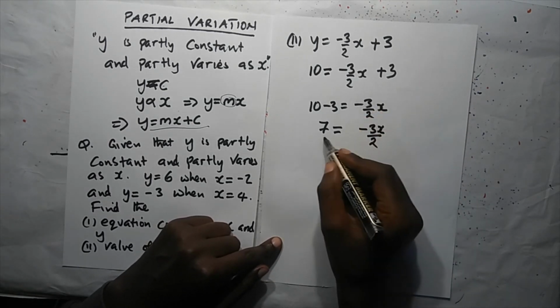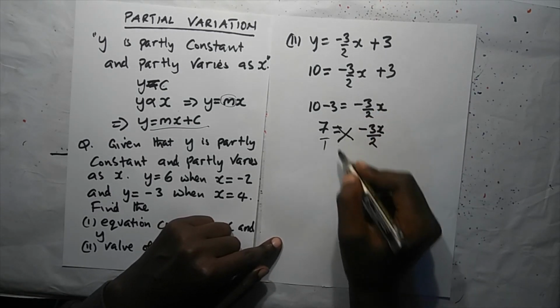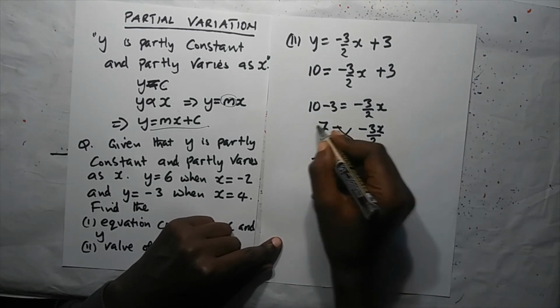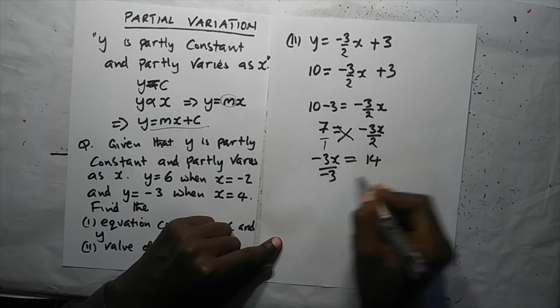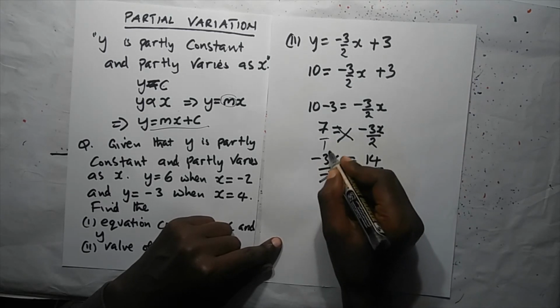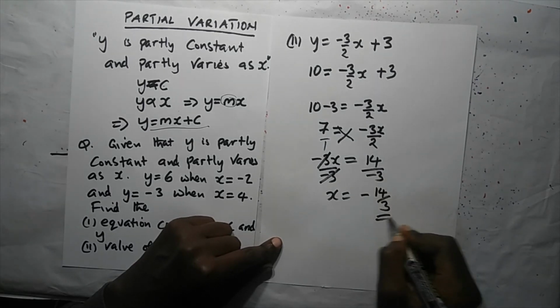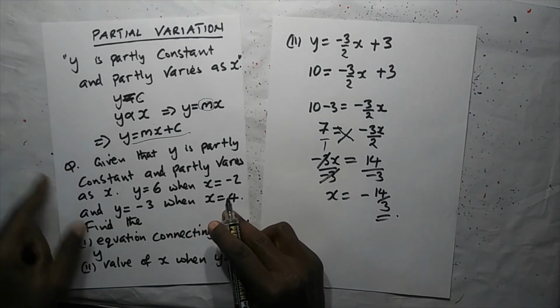And then we can cross multiply now here. This is over 1. We can cross multiply. We are going to have negative 3x is equal to 14, 2 times 7. And then we divide by negative 3 on both sides. We have x is equal to negative 14 over 3 as our solution for this partial equation.